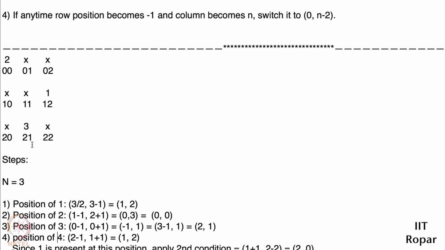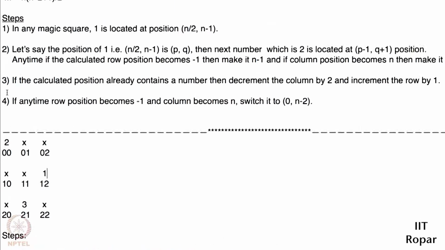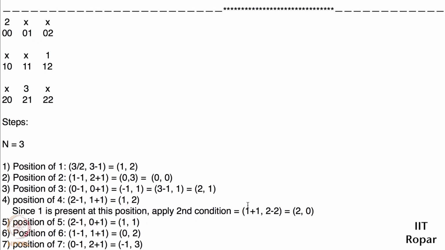So at 1, 2 I'll put... now see, at 1, 2, 1 is already present. So what do we have to do? If the calculated position already contains a number, then decrement the column by 2 and increment the row by 1. The column position was 2, so decrement the column position by 2, which becomes 2 minus 2, 0, and increment the row by 1, so 1 plus 1 becomes 2. So at 2 comma 0 I will put 4. 2 comma 0, 4. Great.